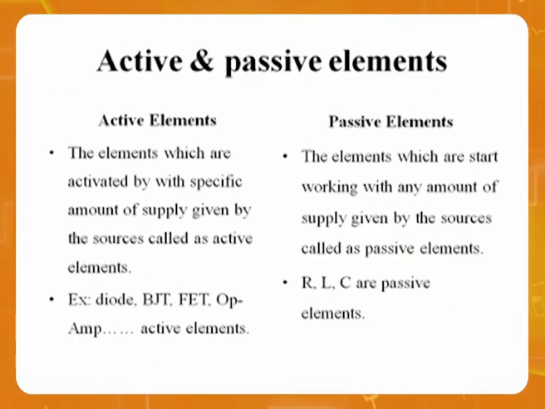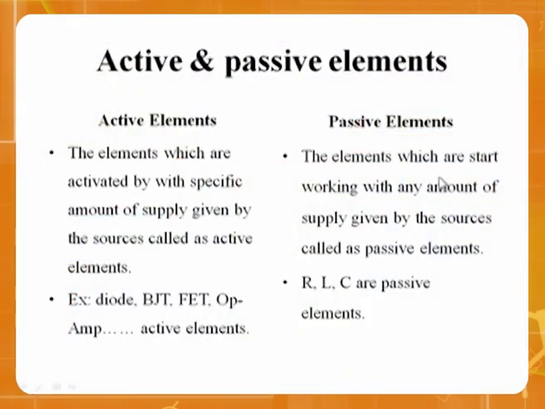Then coming to passive and active. As already said, I am defining active elements. The elements which are activated with a specific amount of supply given by the source are called active. They need a specific amount. If you give for example a diode 0.1 volt, it doesn't work. It says I need 0.6, 0.7 for silicon. Similarly, passive means it can work with any amount. It's so passive. They don't give energy, they take energy, but they can respond to any amount of energy that you really supply.